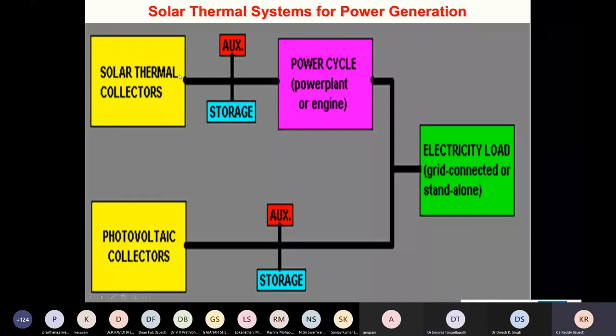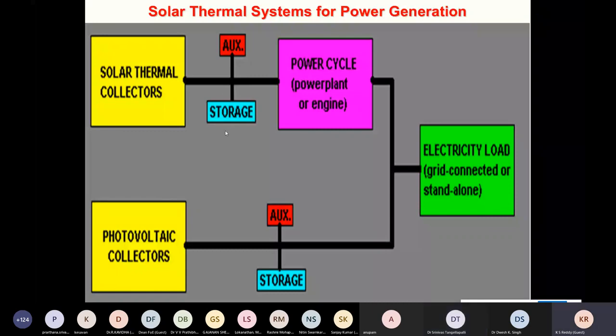In contrast, solar thermal collectors convert solar energy into heat, and that heat we can supply to the power plant cycles, which produce electricity. You can either connect to the grid or run standalone. But here we can have some storage in order to improve the reliability. In this case, it's thermal energy storage. Solar energy is available only 8 to 10 hours, but for the remaining 14 to 16 hours we may need energy.